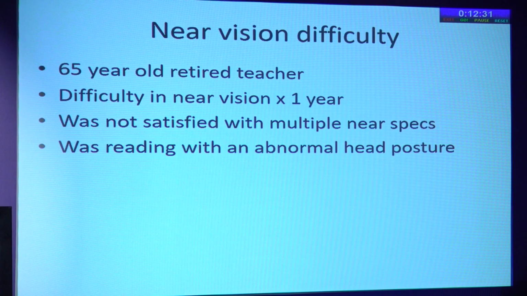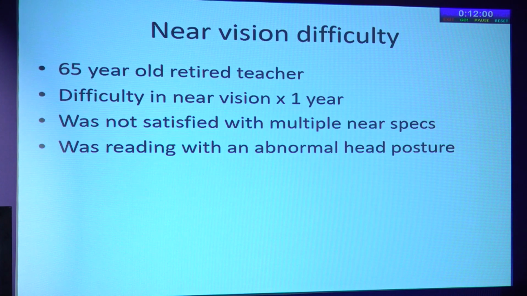So first, I'll run through some of the cases that we've had. So this was a 65-year-old retired teacher. In fact, he was one of my earlier teachers. He just came with difficulty in near vision for 1 year. He was not satisfied with the multiple glasses he was using, and the essential thing was that he had been through a lot, progressives and all that. So we also said that, again, must be a refractive error. What else? Nobody's done a great refraction. Let's get him to do a dilated refraction and all that.